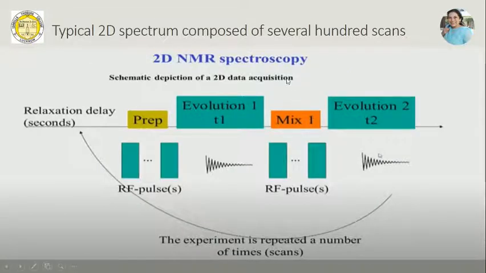So a typical 2D spectrum is composed of several scans. Many scans are taken together, and when taken together, it will improve the signal to noise ratio. This is also what we had done last year. So the same step is done again and again to improve the signal to noise ratio.